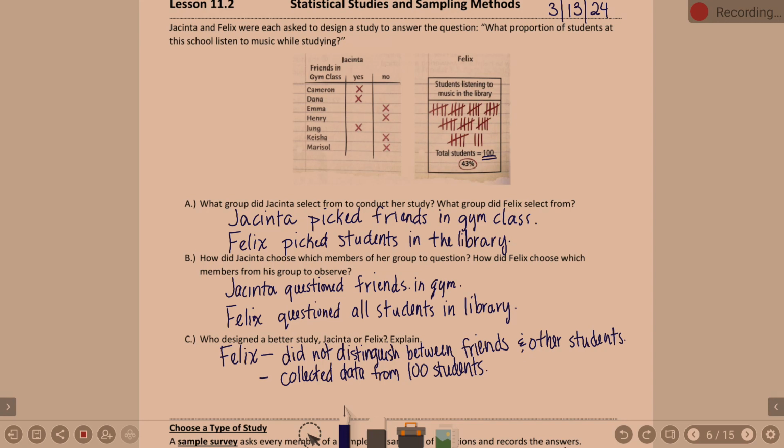And then the other piece I have is chose students from multiple classes. Several different things you can write down there.